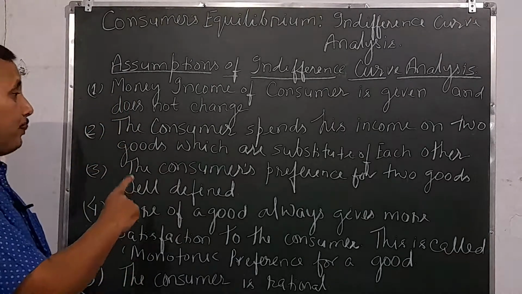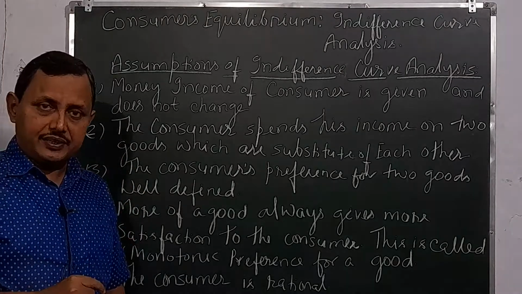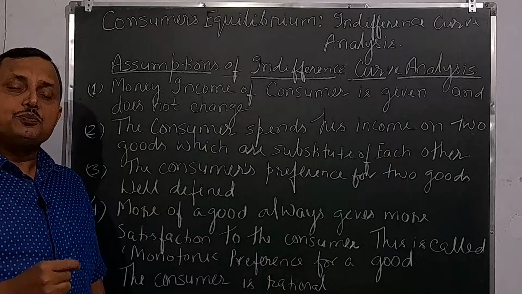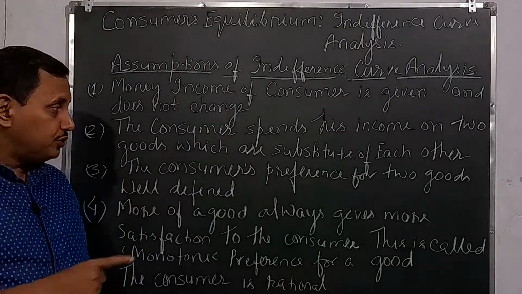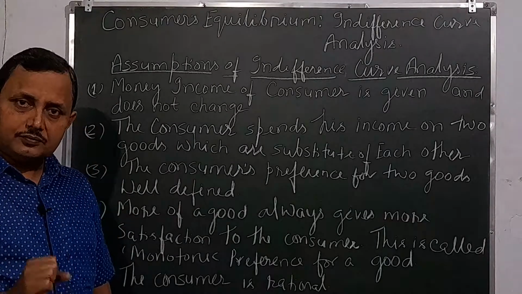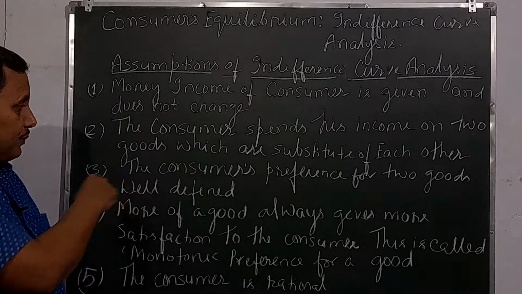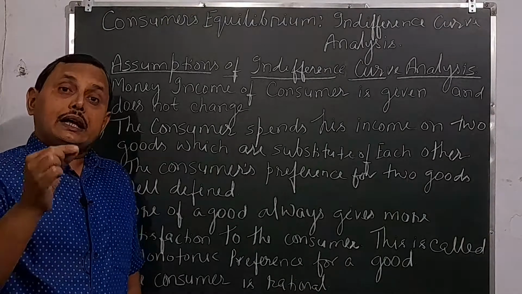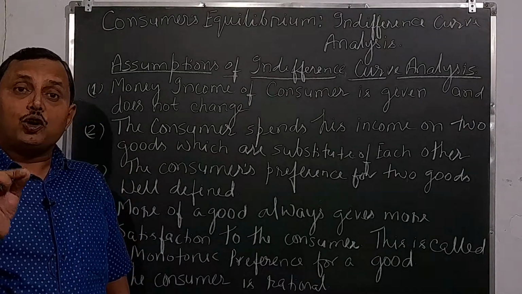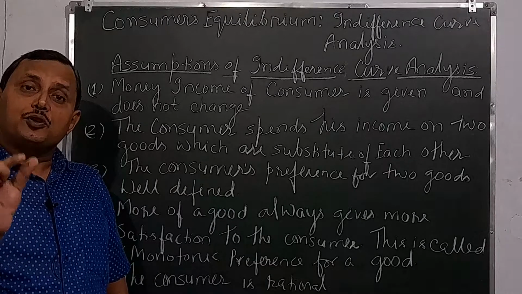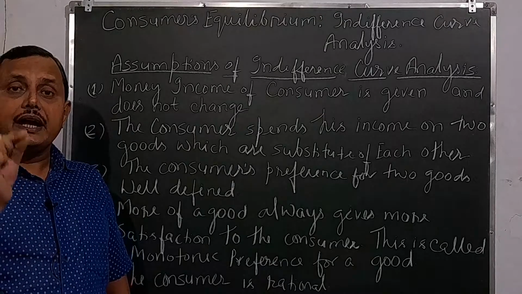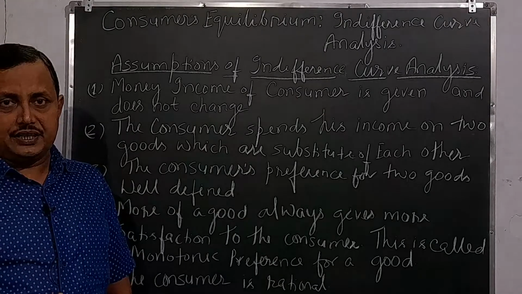Third, the consumer preference for two goods is well defined. In this method, we assume that consumer is consuming only two goods and consumer preferences for the two goods are well defined. What is the meaning of this statement? Intensity of desire for a commodity is more when less of the commodity is available. As the quantity of the commodity increases, intensity of desire decreases.